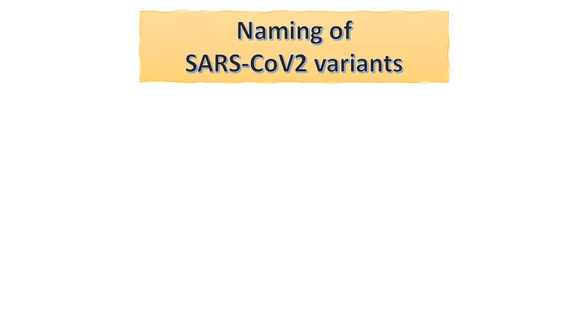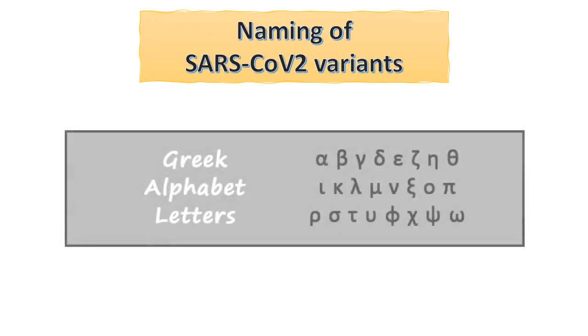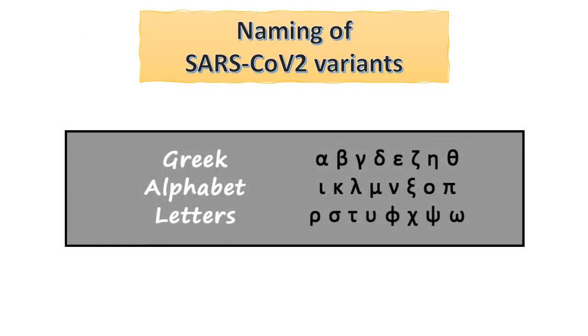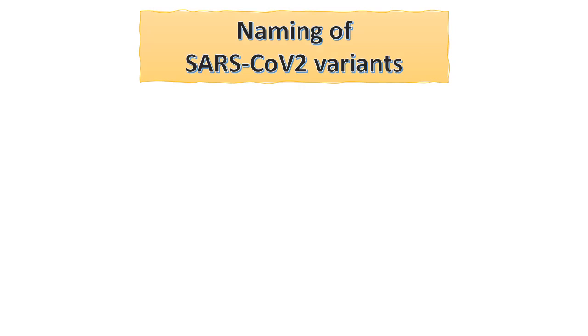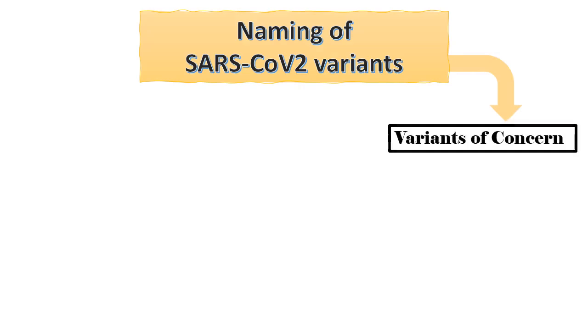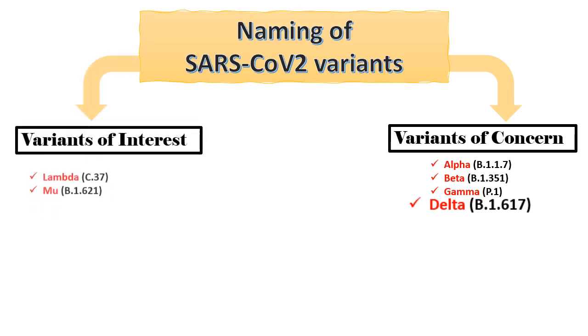To resolve the complexity and stigma associated with the naming of SARS-CoV-2 variants, the World Health Organization has adopted the use of Greek alphabets as labels for emerging variants. As of October 2021, the following were classified as variants of concern by the WHO: Alpha, Beta, Gamma and Delta variants. The Delta variant, B.1.617, is responsible for the ongoing transmission of COVID-19 globally. Examples of variants classified under variants of interest include Lambda and Mu.